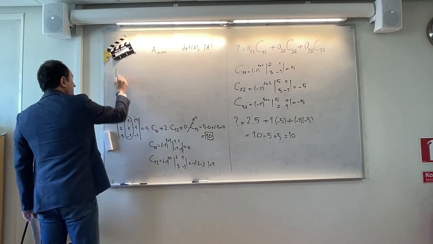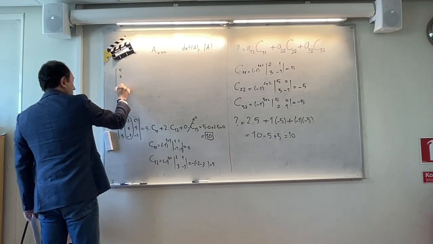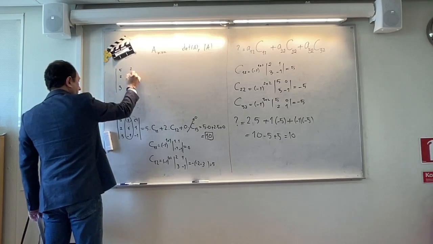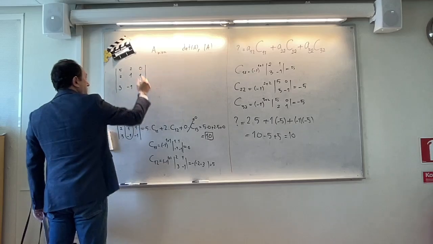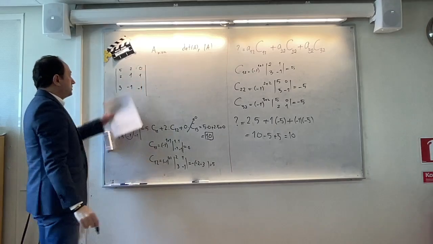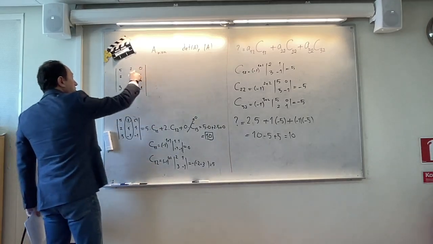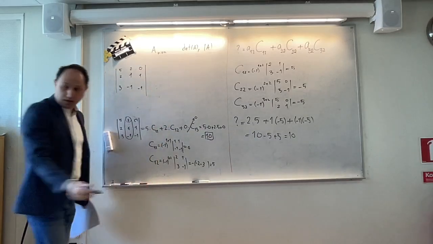So first of all, decide about a row or a column. For example, you decide about this column, yes, because it contains 1, 0. What I do, I assign a sign to it.